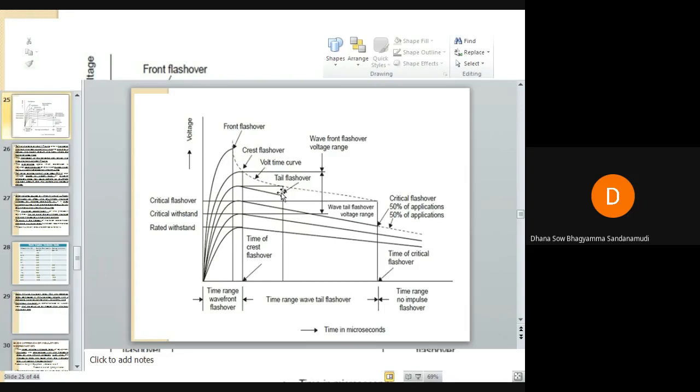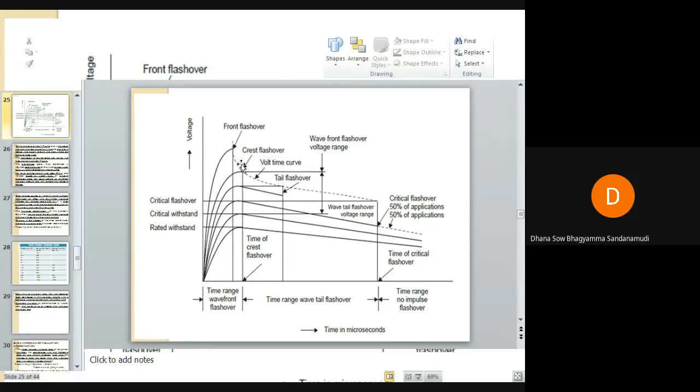And as I move further, from the critical flashover point, I have drawn a vertical line, and from the peak of the same waveform, I have drawn a horizontal line. They will meet at this point. So from the front flashover point to this point, you will get a curve. Okay, this dotted line is nothing but our old time curve.